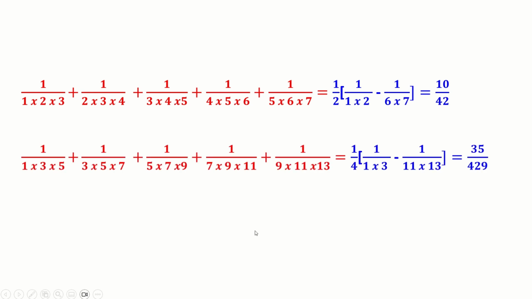Okay, second one is 1 by 1 into 3 into 5 plus 1 by 3 into 5 into 7 and so on. If you see the difference is 4, that is 5 minus 1 or 7 minus 3. You take any of these, you see the difference as 4. So 1 by 4 into 1 by 1 into 3 minus 1 by 11 into 13. Okay. So if you simplify this, you will get the answer 35 by 429. So this is how you should solve these problems for multiple choice questions. Thank you.